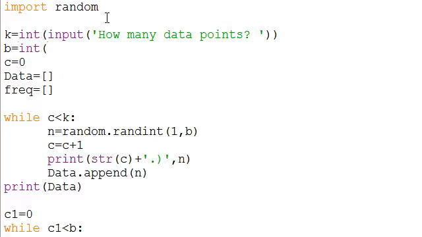We could ask for it, input, so we'll just call it upper range, I don't know, upper bound, whatever you want to call it. We could call it anything you want to call it. Got to make sure to put 2 parentheses on the end there. Alright, so let's run it this time.